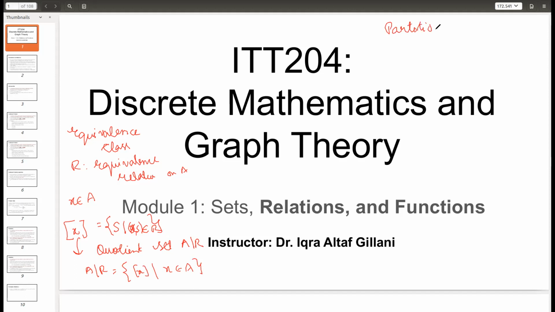What was a partition of a set? A partition of a set A was a collection of subsets which satisfied three properties. One is that each partition should be non-empty. Second, if I take any two partitions, they should be disjoint, that is, their intersection should be empty. And third, if I take the union of all the partitions, it should give me the set itself.